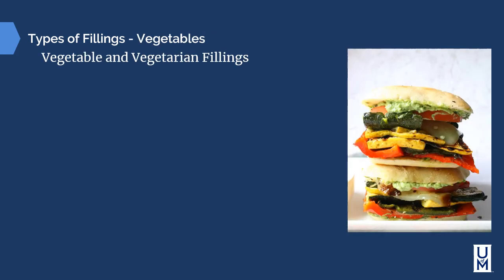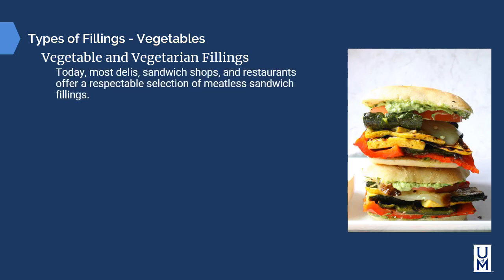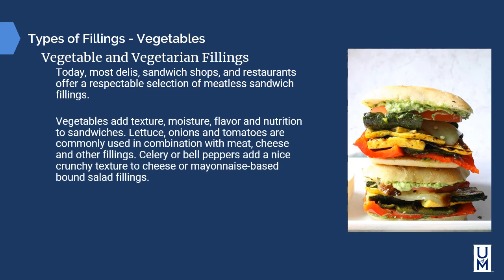Types of filling for vegetables and vegetarian fillings. Today, most delis, sandwich shops, and restaurants offer a respectable selection of meatless sandwich fillings. Vegetables add texture, moisture, flavor, and nutrition to sandwiches. Lettuce, onion, and tomato are commonly used in combination with meat, cheese, and other fillings. Celery or bell pepper add a nice crunchy texture to cheese or mayonnaise-based bound salads.